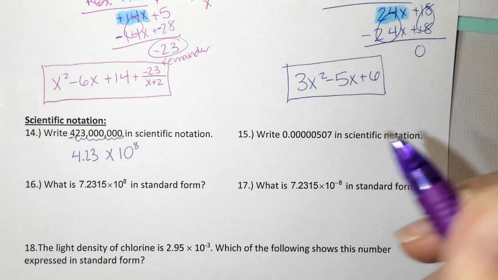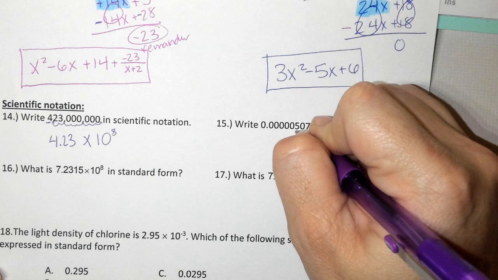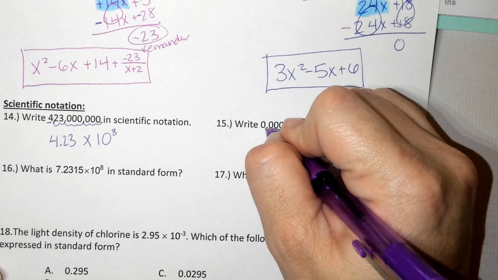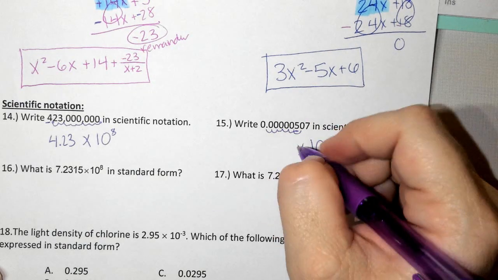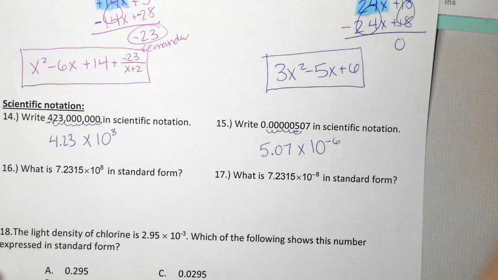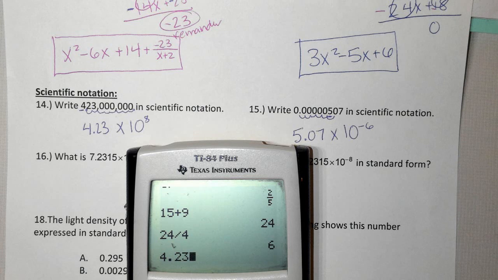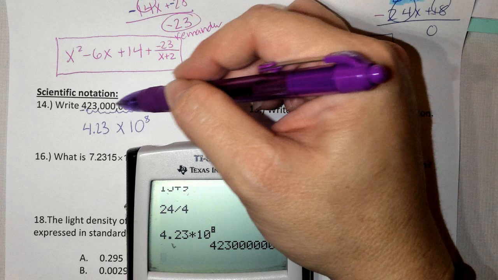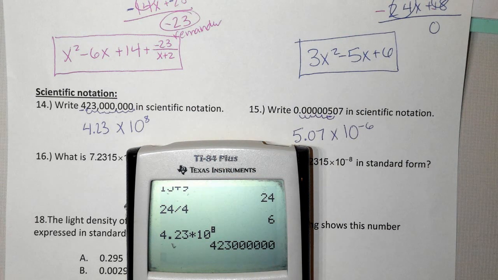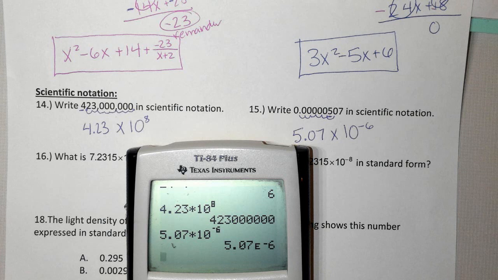Now this is smaller than 1, so it's going to be a negative exponent. I want my decimal here. So 1, 2, 3, 4, 5, 6, and it becomes 5.07 times 10 to the negative 6. So again, I told you on some of these you can check them. 4.23 times 10 to the 8th, so we had 1, 2, 3, 4, 5, 6, 0. So that's right. 5.07 times 10 to the negative 6th. That one won't let me check it.